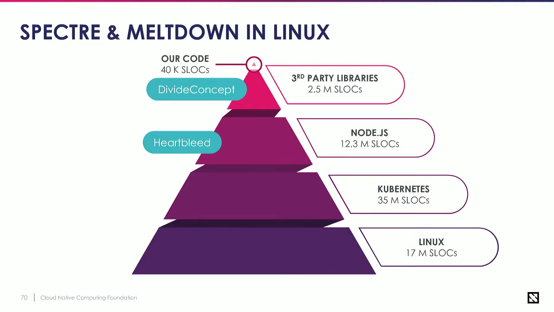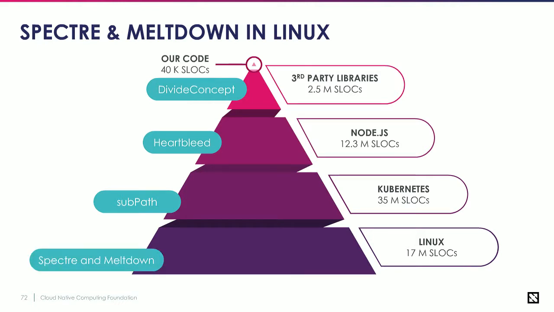Node.js uses OpenSSL, and so it was vulnerable to Heartbleed a couple years ago. Kubernetes had a serious vulnerability called subpath earlier this year, and Linux had to be modified to deal with both Spectre and Meltdown this year.